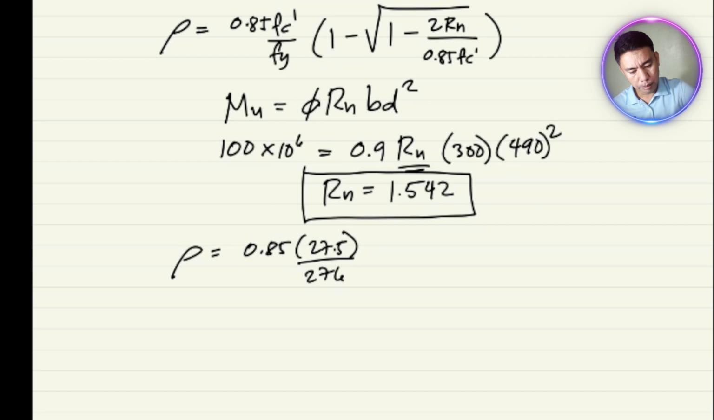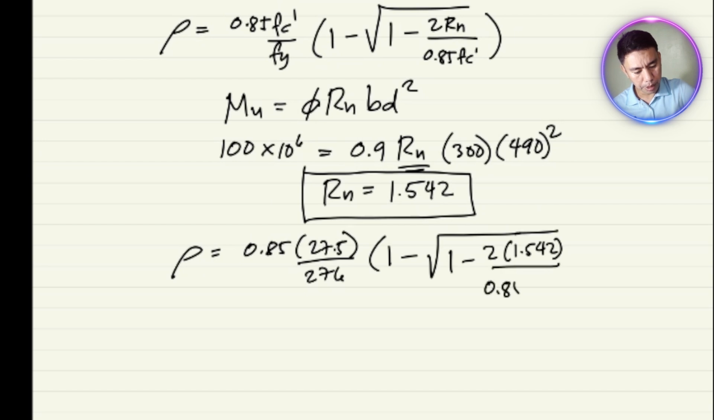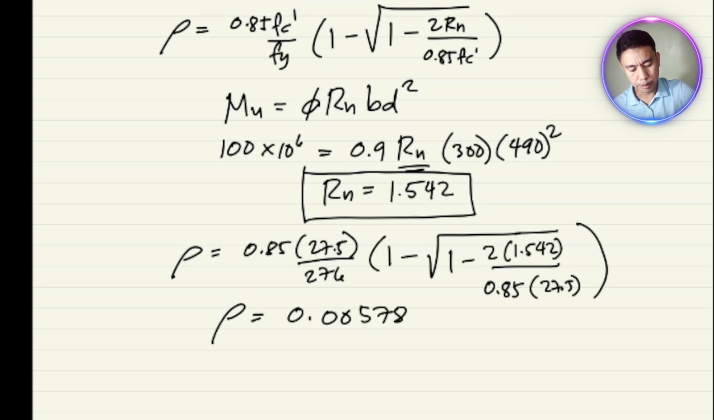276 times 1 minus the square root of 1 minus 2, 1.542 over 0.85 of FC prime, 27.5. Okay, so rho is simply, let's calculate this one, 0.00578.